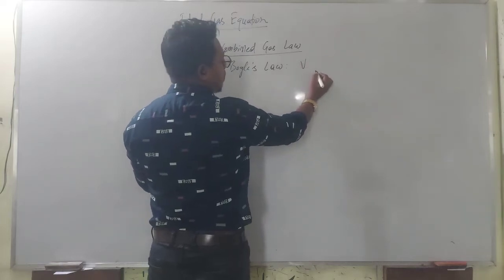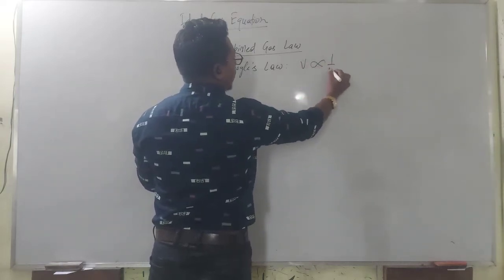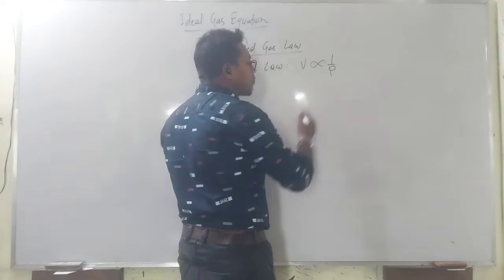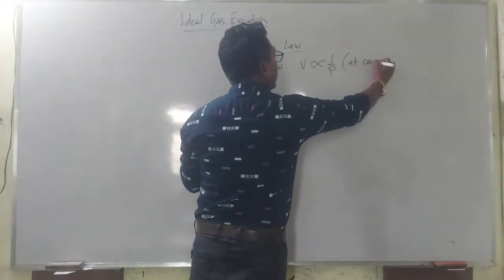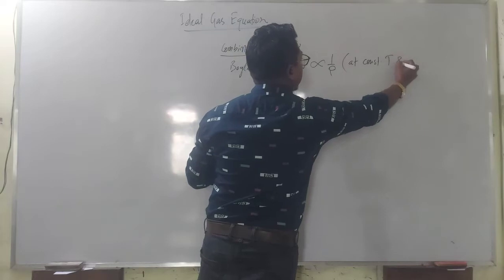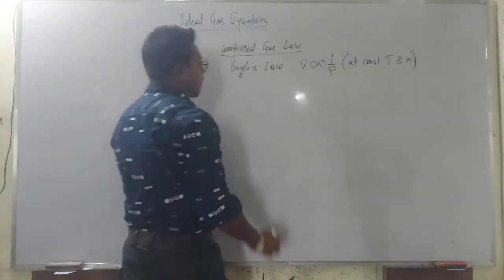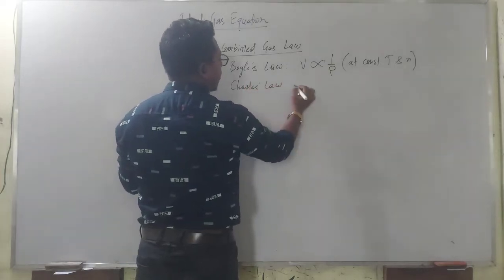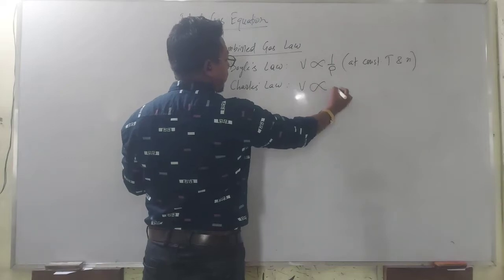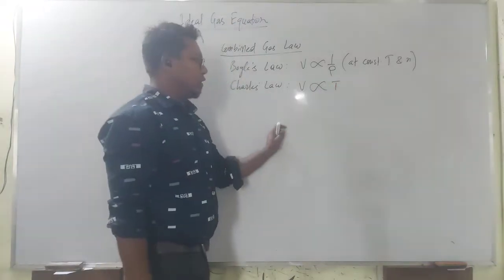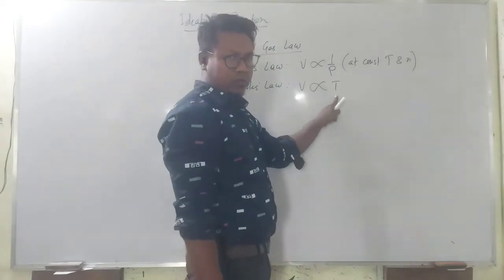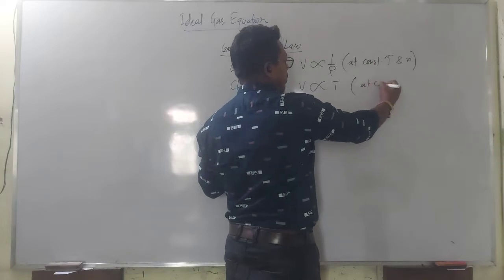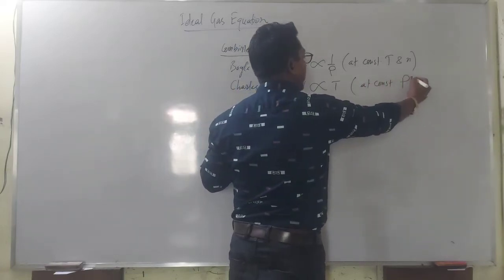Volume of a gas is inversely proportional to gas pressure at constant temperature and amount. That is Boyle's law. Then there is Charles law, where volume is directly proportional to absolute temperature. This temperature is in the absolute scale, which is the Kelvin scale, and this law is valid at constant pressure and amount.